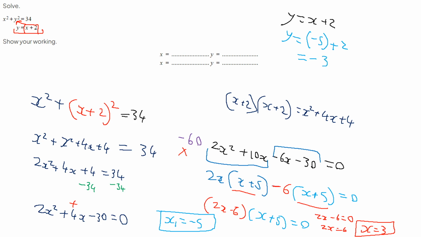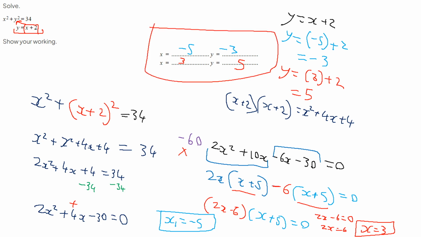So then we can write it out. When x is minus 5, y is minus 3. And then for our second solution, y is equal to 3 plus 2. What's 3 plus 2? 5. And so when x is 3, y is simply going to be equal to 5. And that is our final solution.